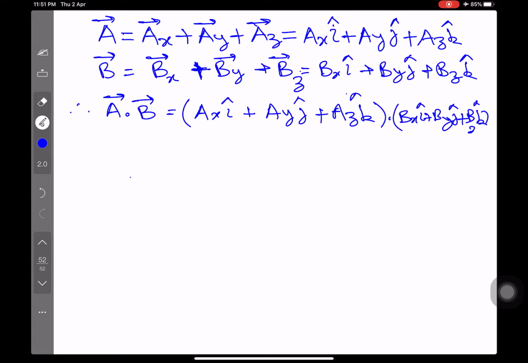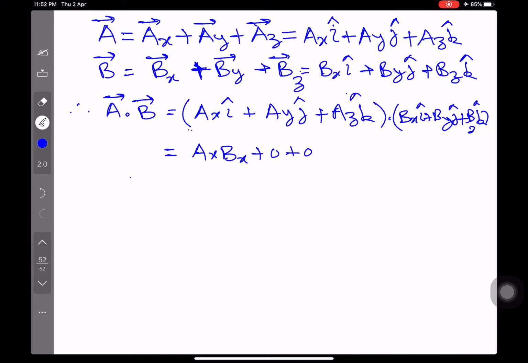Now we are to keep in mind that I dot I will be 1, J dot J will be 1 and K dot K will be 1, but I dot J, J dot K and K dot I will be 0. So if I keep this in mind, then I get this as equal to AX BX, because it will be AX BX I dot I, that is 1. So it will be AX BX. Then it will be AX BY I dot J, that is 0. Then it will be AX BZ I dot K, that is again 0.